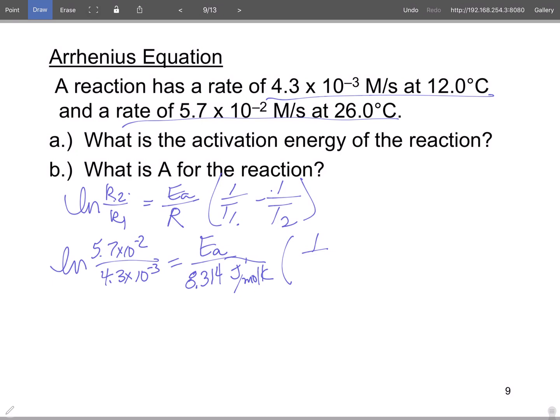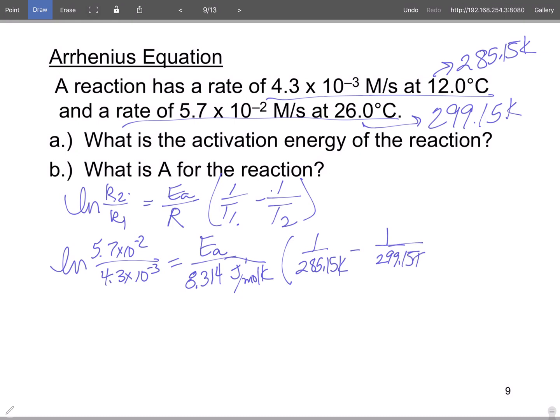Times 1 over, and this is where we have to have calculated, this is 285.15 K. This one is 299.15 K. So T1 is 285.15 K minus 1 over 299.15 K. All right, so what we see here is a lot of math going on.